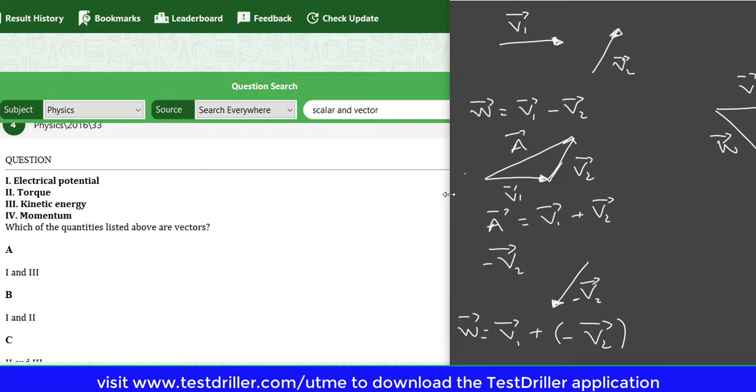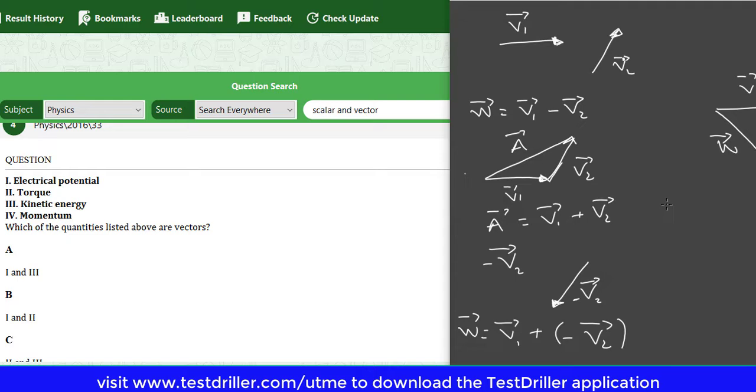So definitely it has a direction, because it's more or less like you taking a force, which is a vector quantity, and you multiplying with the distance, with the perpendicular distance. So that is torque, and that's a vector quantity. Then kinetic energy is not, because any form of energy is a scalar quantity.